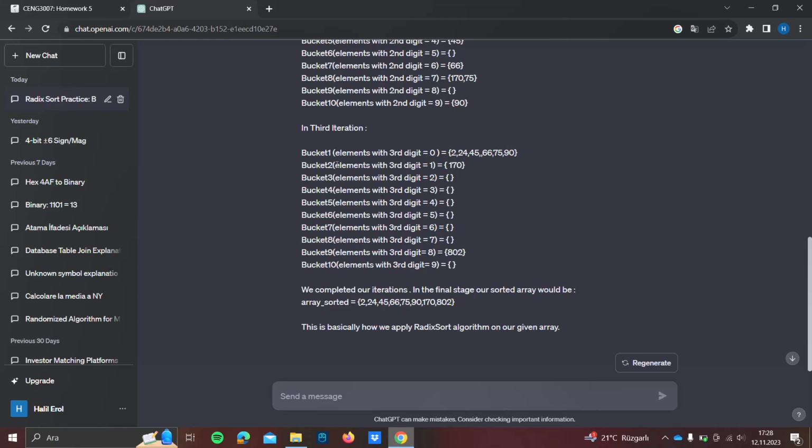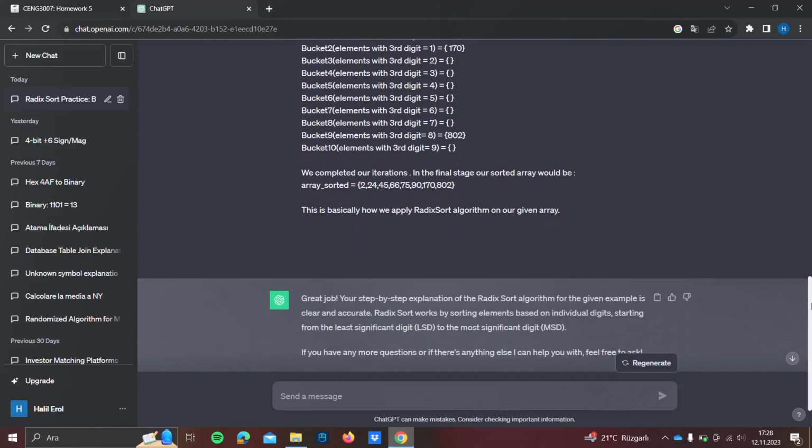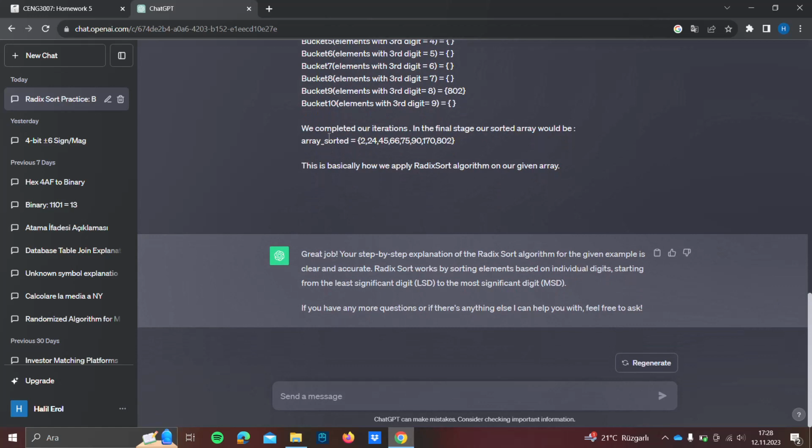And in bucket 2, we are looking for elements with third digit equal to 1. We only have 170 here. Bucket 3, bucket 4, bucket 5, bucket 6, bucket 7, and bucket 8 are all empty because we don't have such numbers. In bucket 9, we have elements with third digit equal to 8, and we only have 802 here. In bucket 10, we have elements with third digit equal to 9, which is again empty because we don't have such elements. So we completed our iterations.